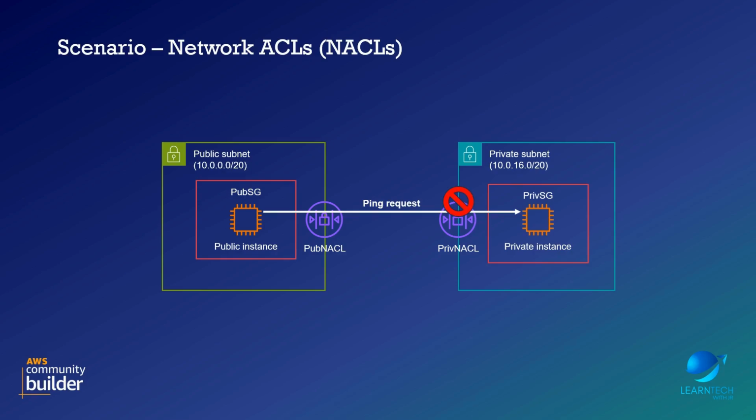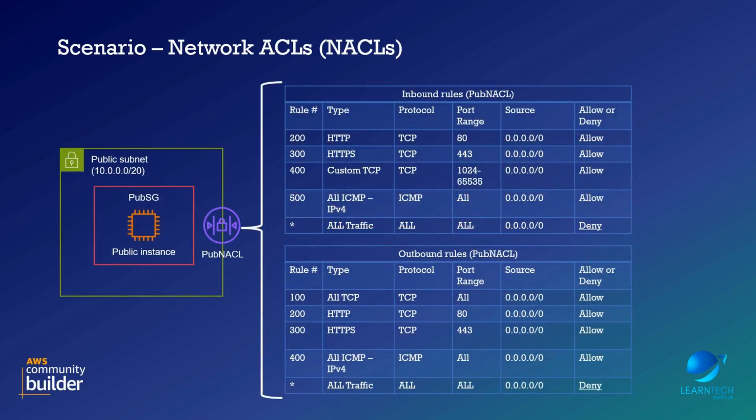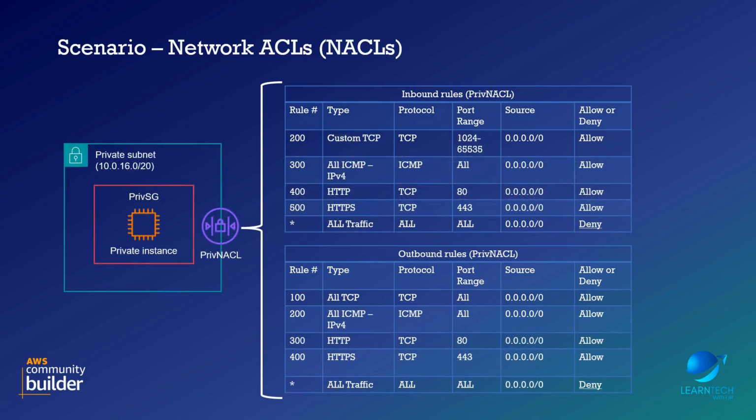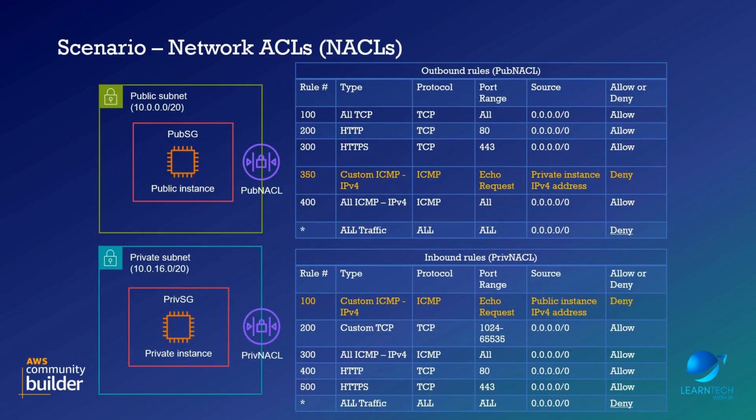And then vice versa, private instance to public instance, of course, is allowed because the public instance is accessible publicly. Now, here is our initial setup for the inbound and outbound rules for the public network ACL and then for the private network ACL. To reach our goal, we're going to add a rule for outbound or, alternatively, in the inbound rule. It's the same. It can be either on the inbound or the outbound of the public network ACL.